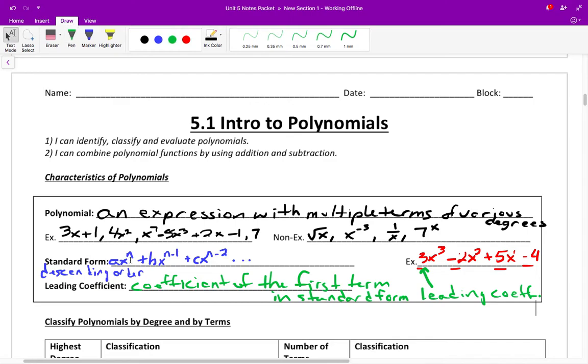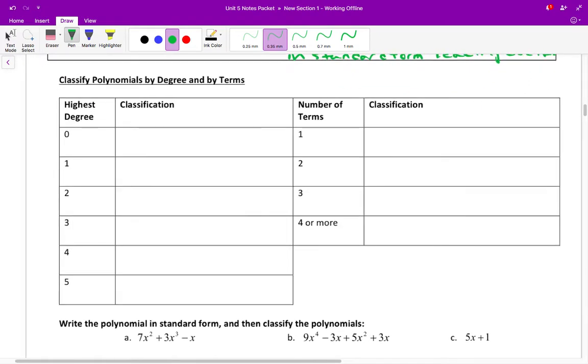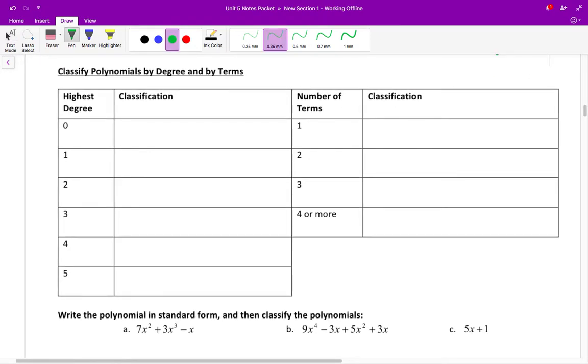Okay, so there's some of the basics. There is what a polynomial is. We've got some examples, some non-examples, and we've talked about both standard form and leading coefficient. Next, let's talk about how we will give them some names. So you'll see that I'll move quickly through this. If at any point you need to pause the video and copy some of this down, feel free to do that.